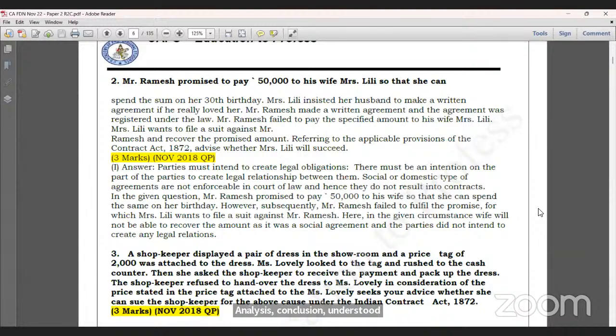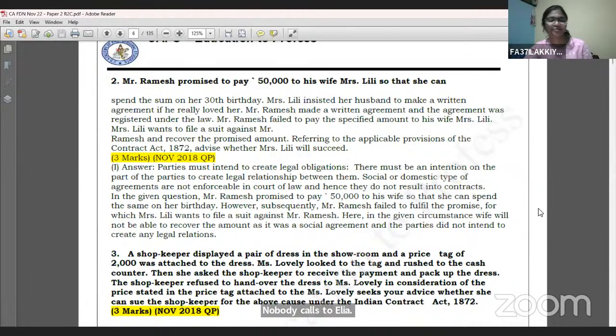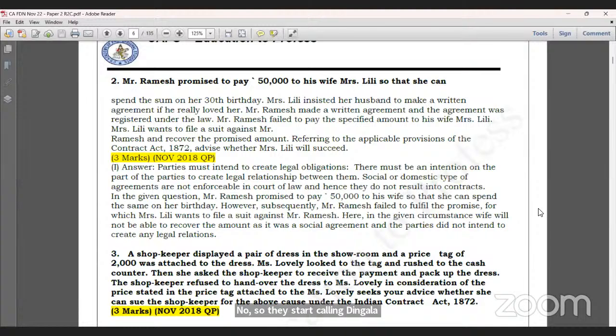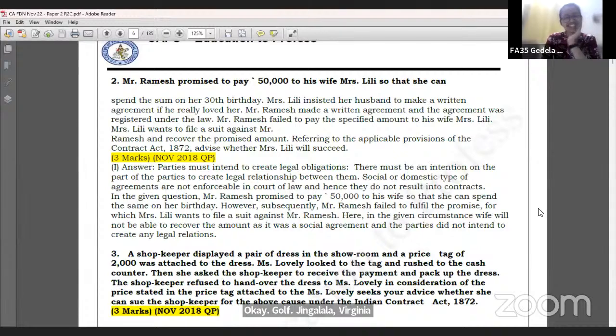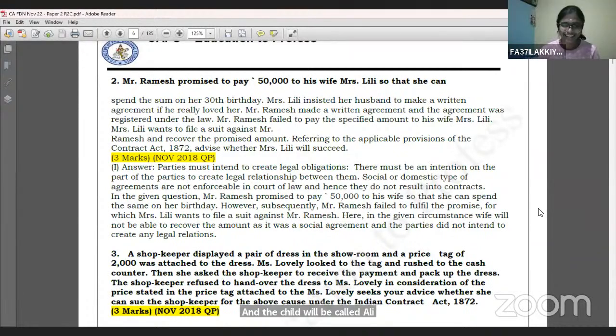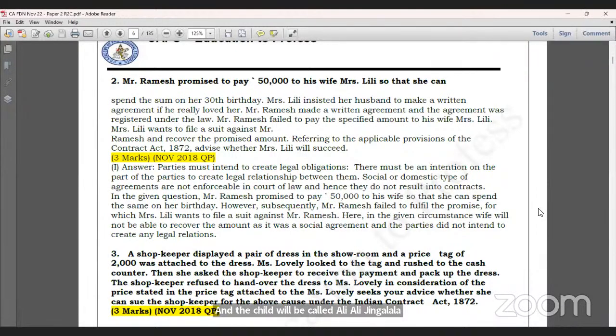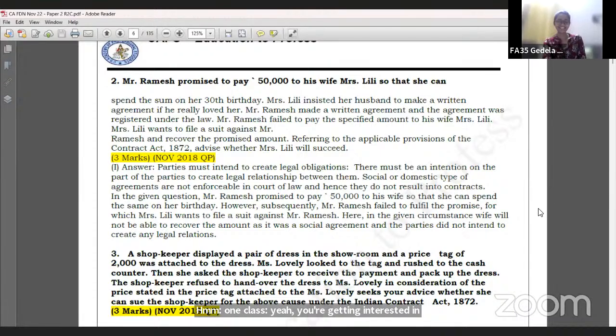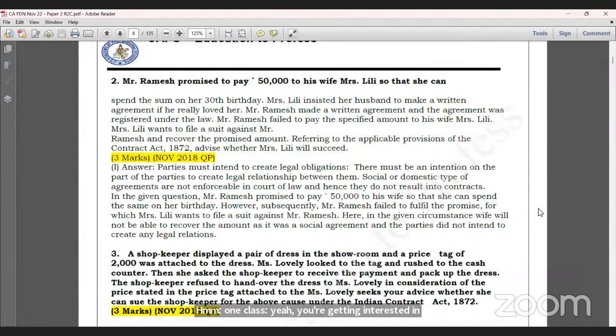Now read. Illy. I'm sorry, Lily. Whatever. Yes, sir. Nobody calls you Illy? No, sir. They started calling Jingalala. Where's Illy? It's amazing, sir. And the child will be called Ali. Jinga Lala and Lala Lily. Who's telling it's amazing? Last year, sir. You're getting interested, eh? No, sir. Last year is also getting very interested in all these African boys.